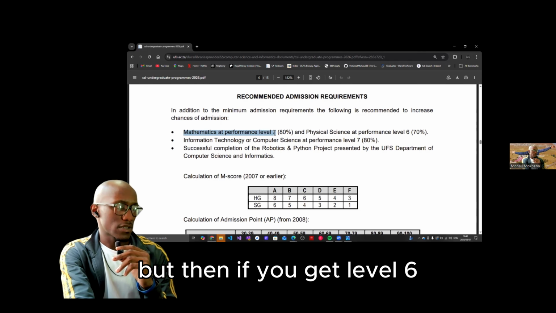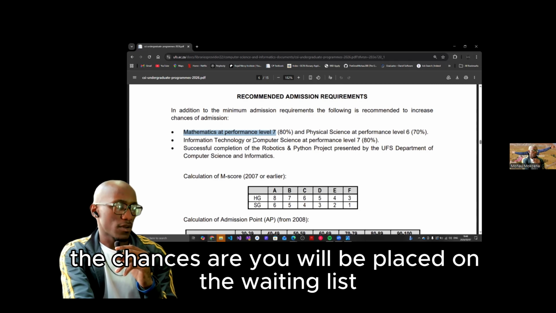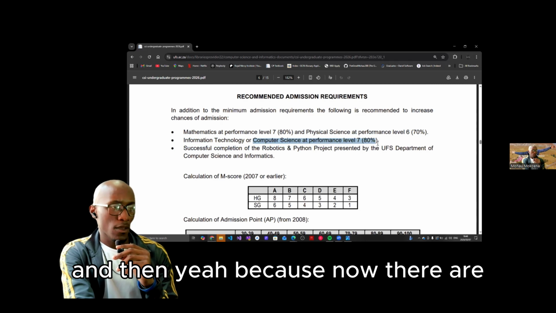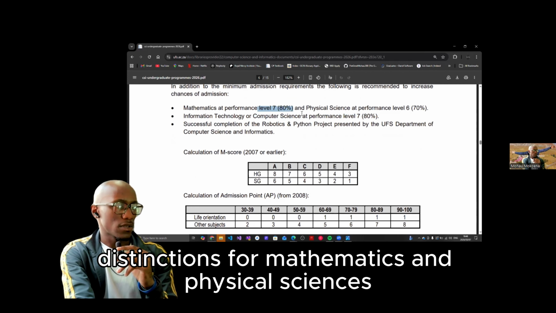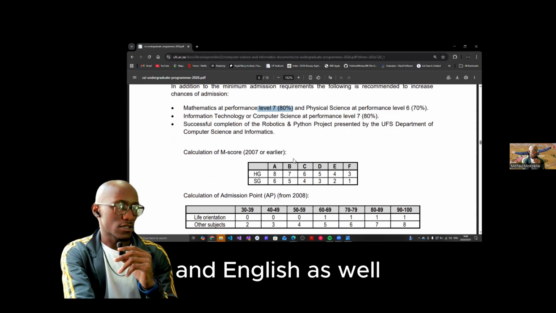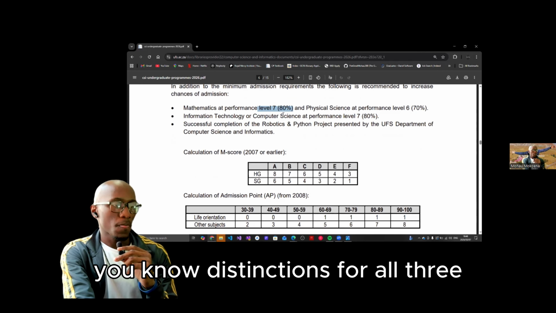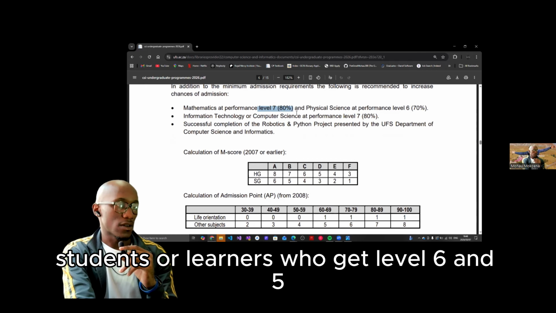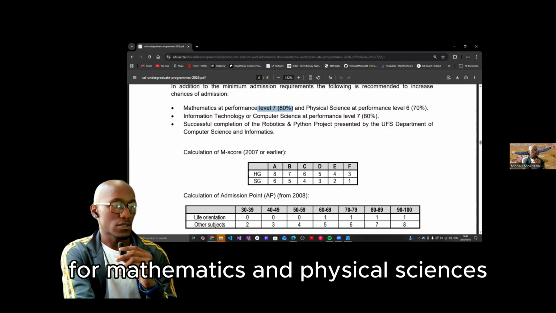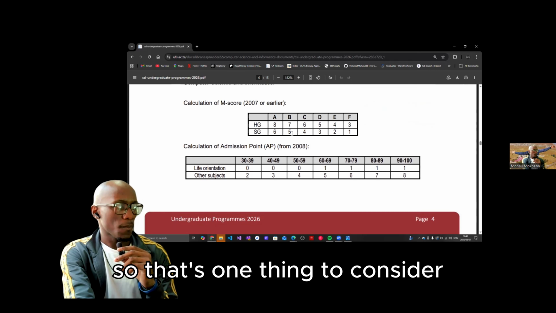But if you get level 6 and level 5 for both of them, the chances are you will be placed on the waiting list. Because now there's a lot of students who get distinctions for mathematics, physical sciences and English as well. And if you find students who get distinctions for all three, they will prioritize them over learners who get level 6 and 5 for mathematics and physical sciences. So that's one thing to consider.